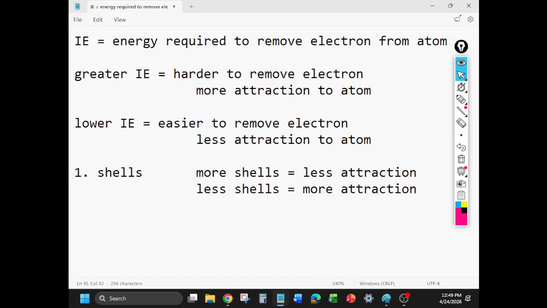And then the reverse is true as well. The fewer shells there are, the more attraction there is because the electron is closer to the middle of the atom.